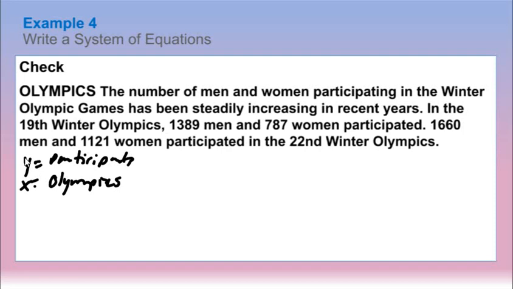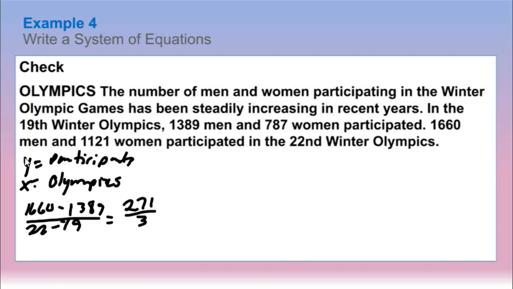So the first equation, we're going to have y, actually we have to find the slope first. So we'll be doing 1660 minus 1389 divided by, there were 3 Olympics in between because there have been 22 minus 19. So if we do that math, that gives us as a fraction 271 divided by 3.